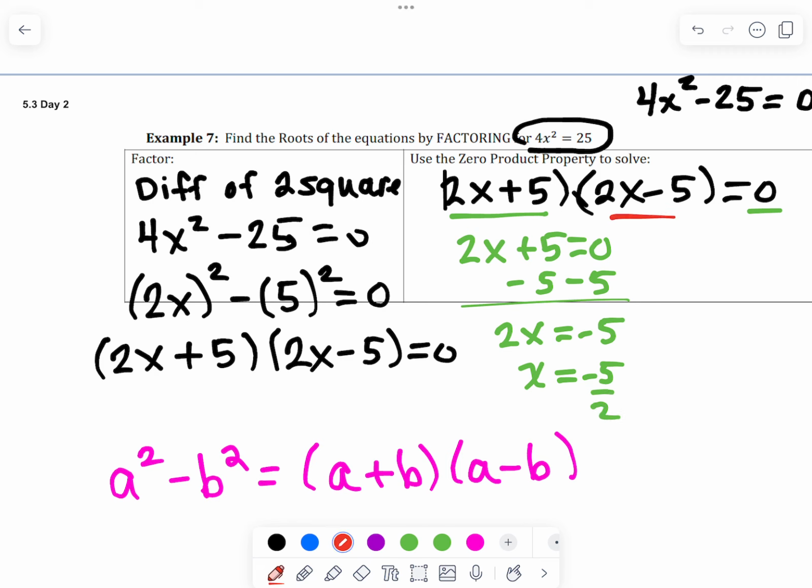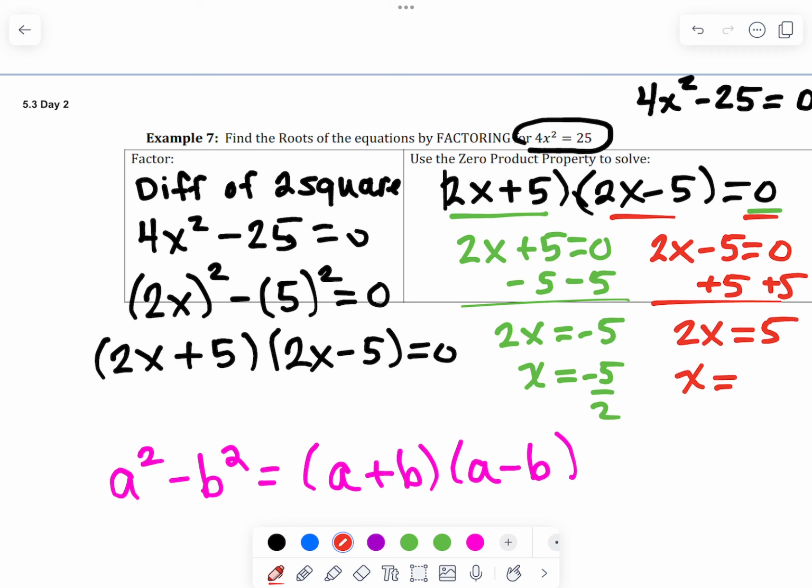We set the second factor equal to 0 using our zero product property. 2x minus 5 equals 0. We add 5 to both sides. 2x equals 5. Then divide both sides by 2. So our two solutions are -5 halves and +5 halves.